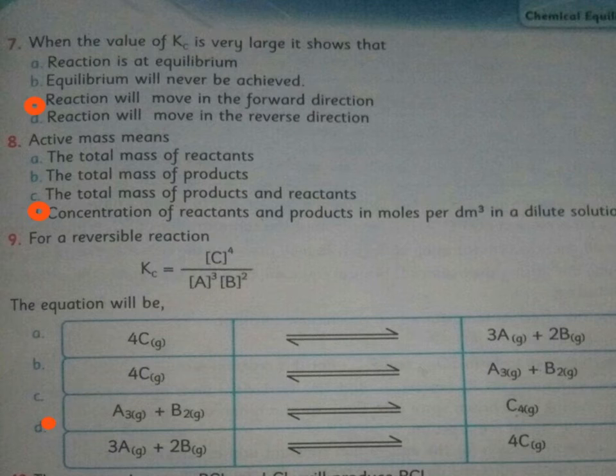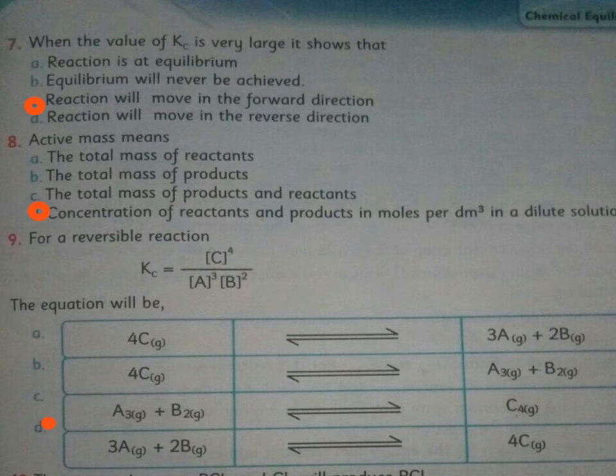The last one is the concentration of reactants and products in mole per decimeter cube in a dilute solution. Yes, this is the correct option, because active mass means that in any dilute solution or molar solution, we have to know the concentration of reactants and products in mole per decimeter cube, because mole per decimeter cube is the unit of the concentration of reactants and products. So this is the best option for the active mass.